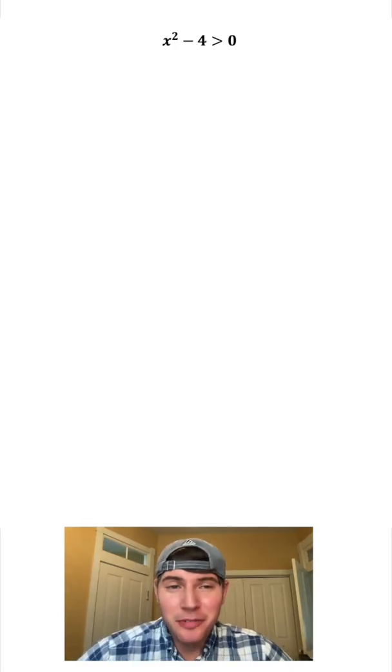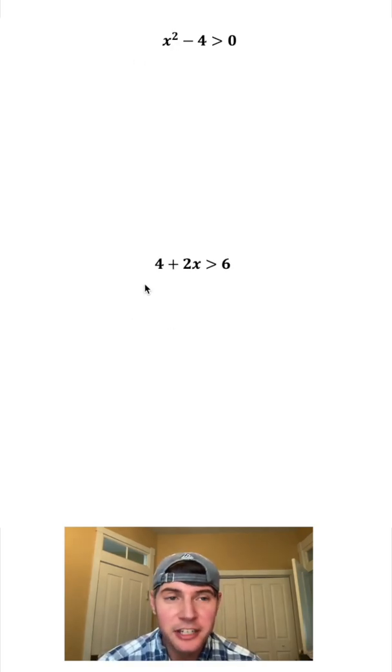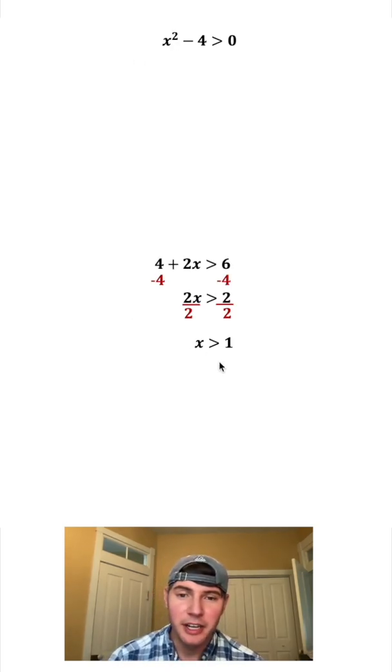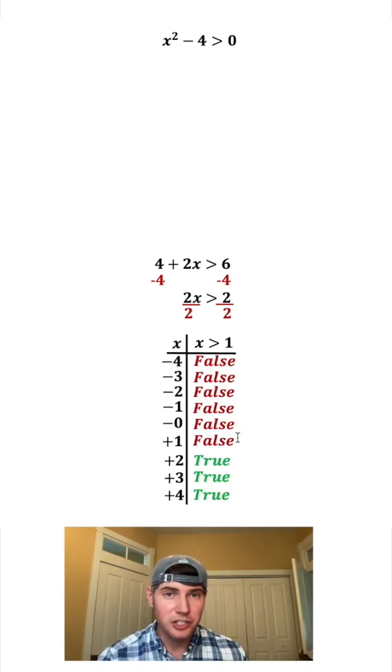Hey guys, so these are some of my favorite inequalities. Something like x squared minus 4, or any polynomial where the exponent's greater than 1. If we look at something like a linear inequality and we simplify it, we get x is greater than 1. If we make a table for this, you'll see that you get falses and then it switches to trues.